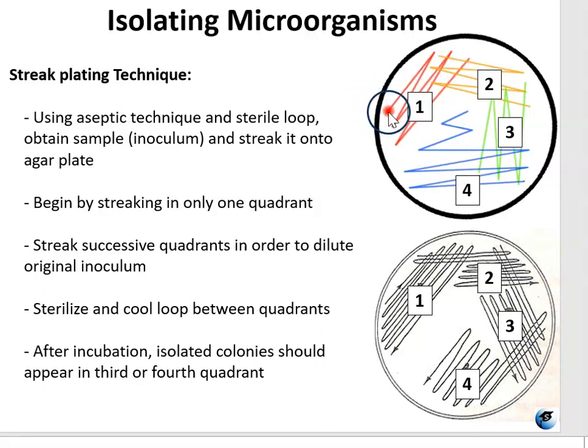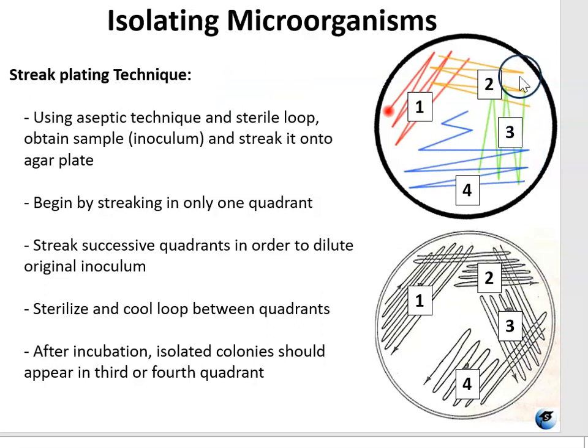So you get your inoculum, streak it, just a little simple streak, but only in one quadrant of the plate. Then you sterilize the loop, or in the case that you're using disposable loops, you would dispose of the first loop and get a new one. And then you're going to pull just a little bit from the first quadrant into the second quadrant and streak it out. And then if you're using a metal loop, you would sterilize it. If you're using a disposable loop, you would dispose of that loop and get a new one.